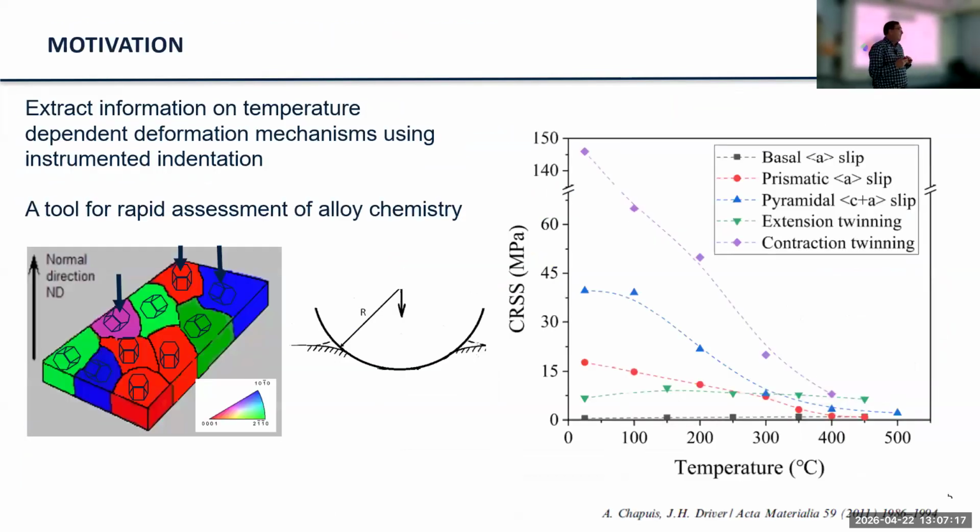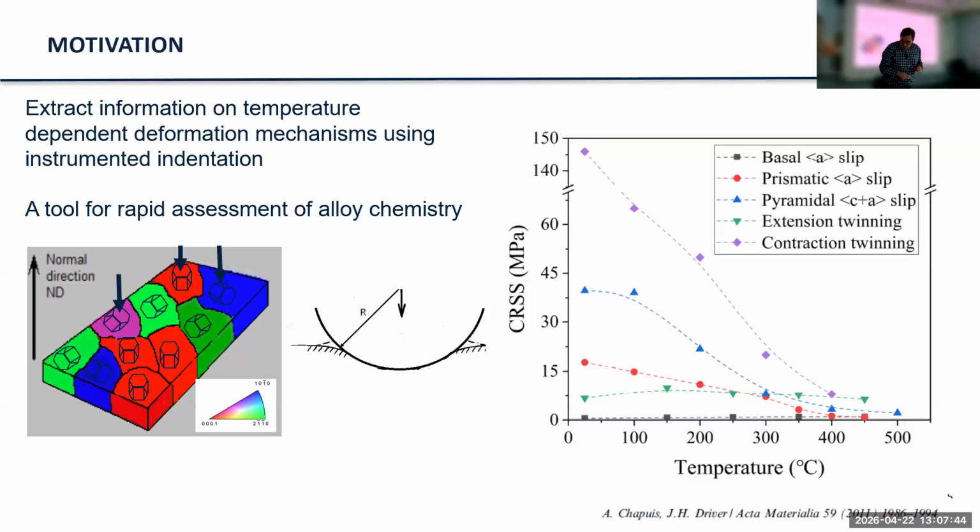So the motivation of this study is to extract information on the temperature dependence of these properties, particularly deformation in the c-axis, so the height of this hexagonal prism. And we also want to look at alloy additions. Can we modify that ratio by making different types of alloys?